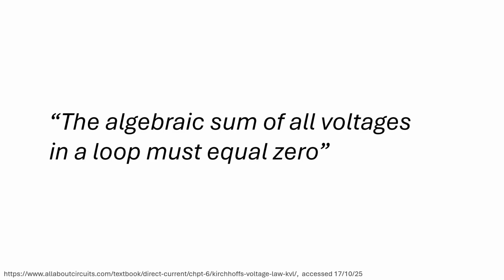Kirchhoff's voltage law, or KVL, is a fundamental law when it comes to analyzing circuits. It says that the directed, or algebraic, sum of the potential differences around any closed loop is equal to zero. Algebraic in this context means that we need to account for signs, or polarities, of circuit elements in the sum.